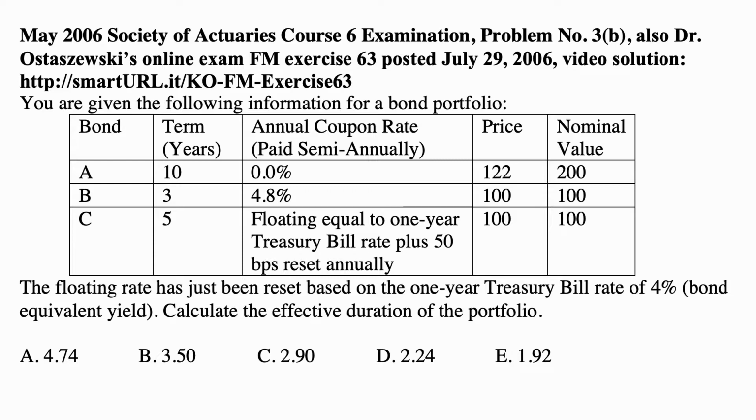Bond C has a term of 5 years. It pays a floating rate equal to the 1-year Treasury bill rate plus 50 basis points and resets annually. Its price is 100. Its nominal value is 100. The floating rate has just been reset based on the 1-year Treasury bill rate of 4%, bond equivalent yield. Calculate the effective duration of the portfolio.